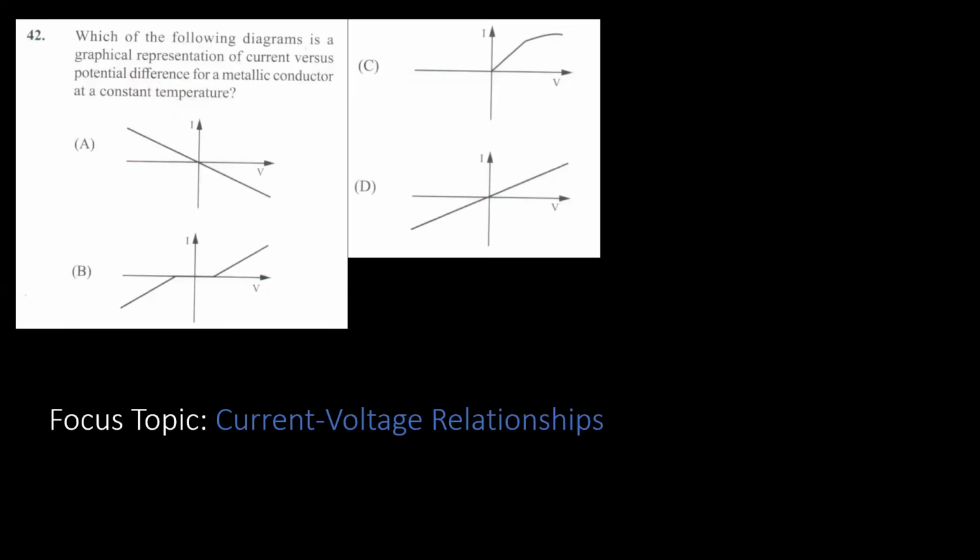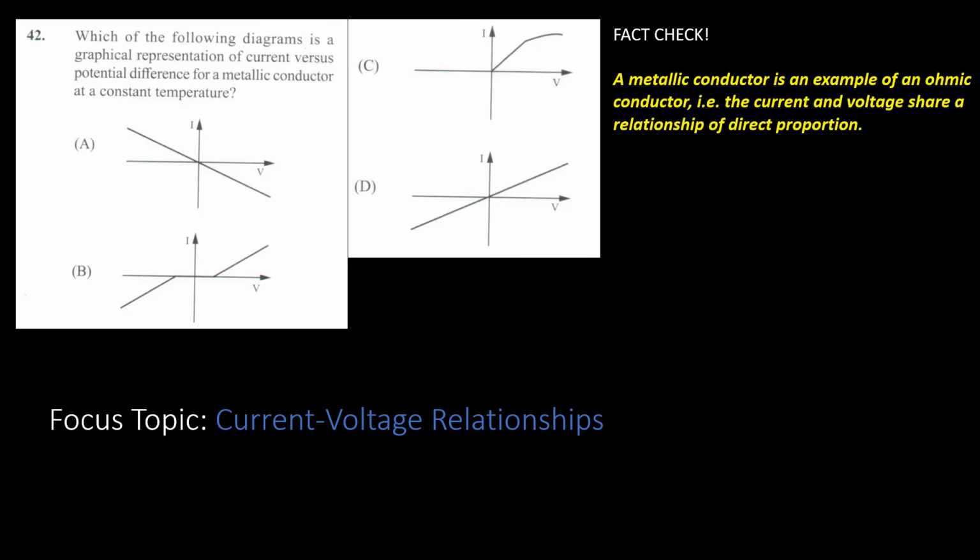All right, so we are on to electricity. This question has to do with current voltage relationships. Which of the following diagrams is a graphical representation of current versus potential difference for a metallic conductor at constant temperature? Now, a metallic conductor is one device that we call an ohmic conductor, and this is because it will obey Ohm's law. So it means that at a constant temperature, the current and the voltage will be directly proportional to each other. So the only graph that reflects this is the one that is shown in option D.